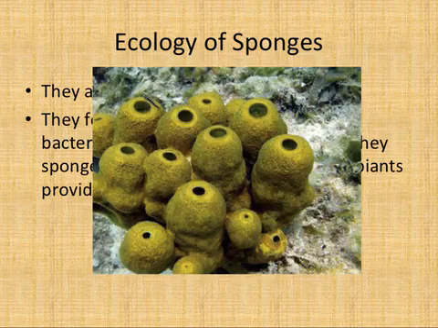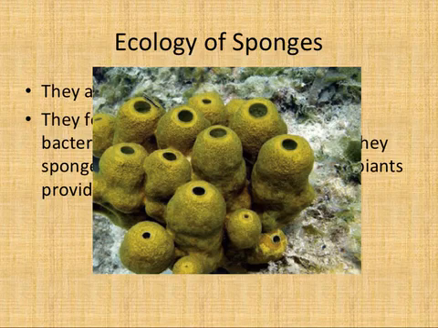So this sponge is green because it has a symbiosis with an algae. The algae is making food. The sponge gets some of that food that the algae produces, and the algae gets a nice safe home within the sponge.